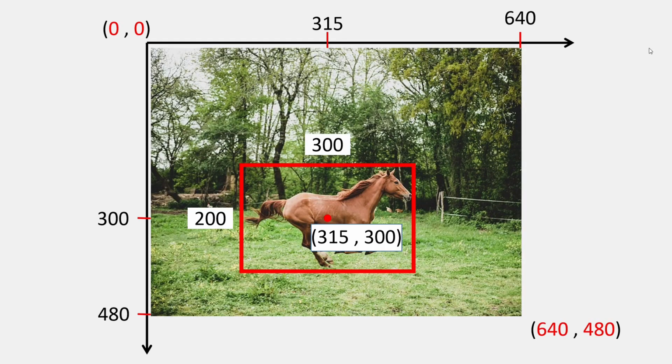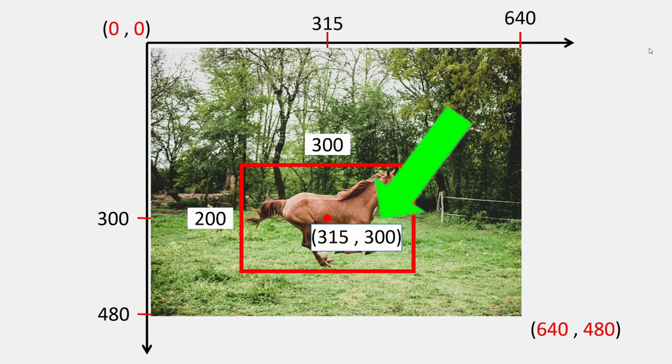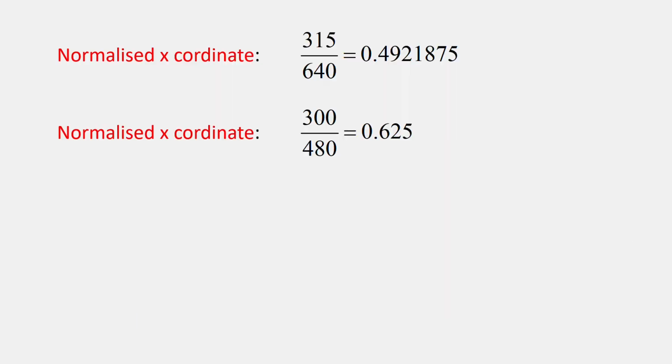So for normalization, we divide each coordinate or length by the size of the image in that dimension. Basically, we will divide the x coordinate of the center of the bounding box by the width of the image. This will give us the normalized x coordinate of the center of the bounding box. So we will say 315 by 640 is equal to 0.4921875. Similarly, we will divide the y coordinate of the bounding box by the height of the image. That is 300 by 480 is equals to 0.625.